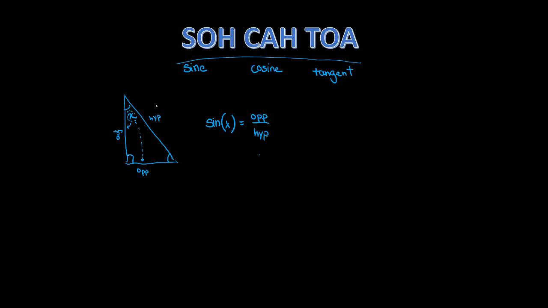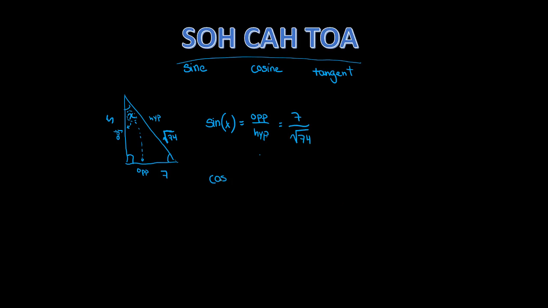So if we're looking at our numbers, 5, 7, and the square root of 74, I'm sure there are easier numbers, but that's just the one that we have right now. The sine of x is going to be the opposite, which is 7, over the hypotenuse, which is the square root of 74. And that's equal to sine x.